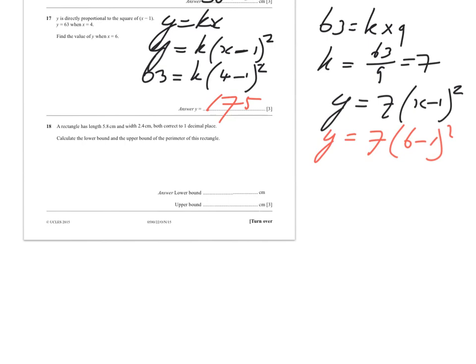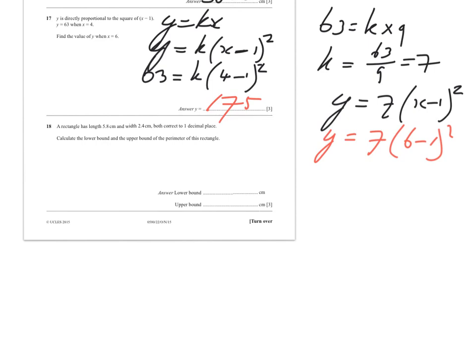A rectangle has length 5.8 and width 2.4 centimeters, both correct to one decimal place. Calculate the lower and upper bound of the perimeter. Okay, so we do not find a perimeter and take the upper and lower bound of that. No, we need to take the upper and lower bound of the dimensions and then find the perimeter.